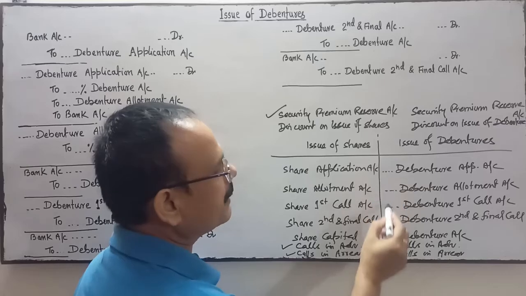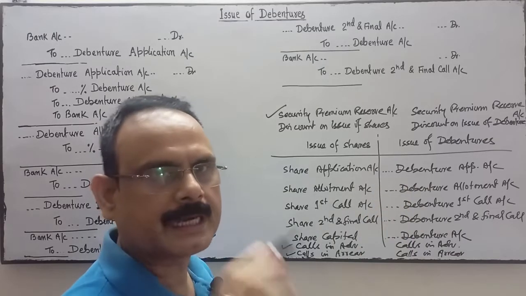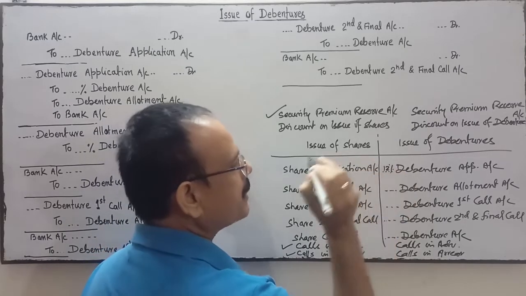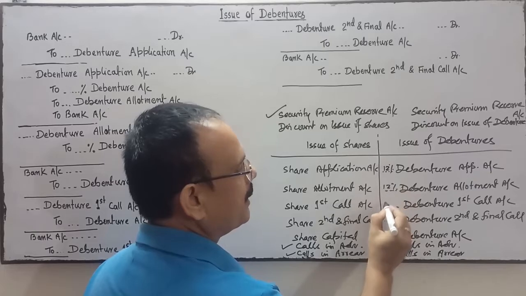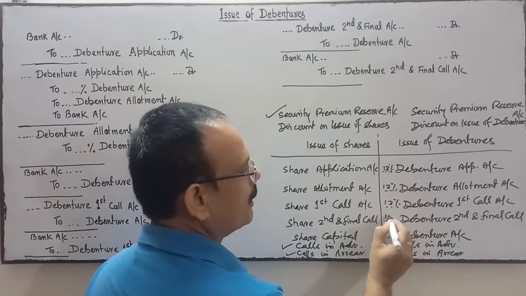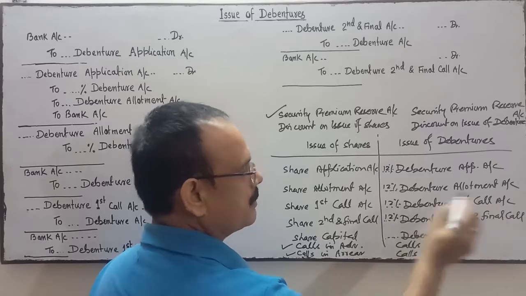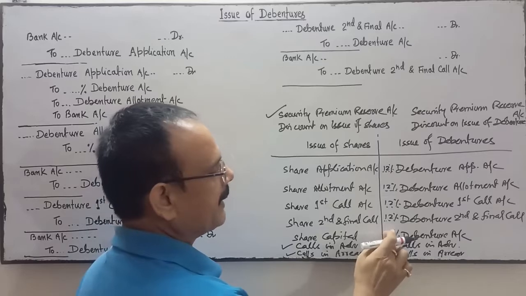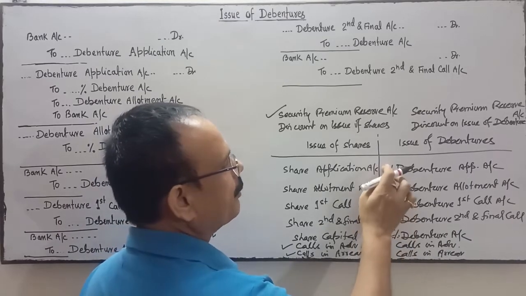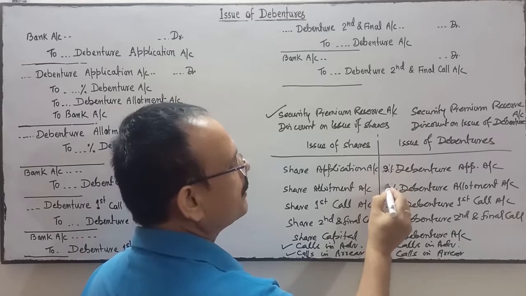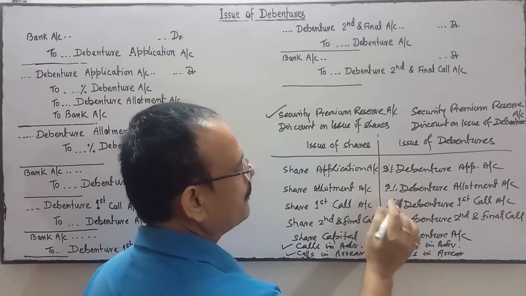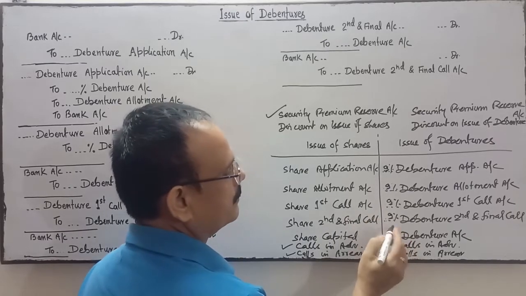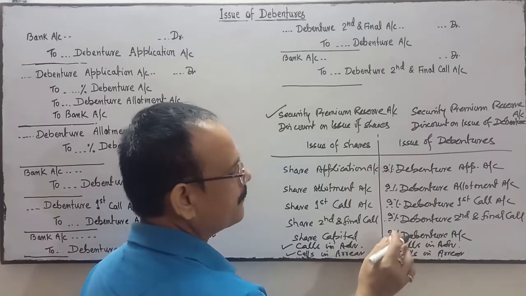And the rate of interest, we have to write as a prefix the rate of interest on debenture. If it is 12%, then we will write 12% debenture application, 12% debenture allotment, 12% first call, 12% second and final call, 12% debenture account. This will be used. Suppose the rate of interest is 9%, then we will write 9% everywhere. Is it clear? 9%. Okay, 9%.